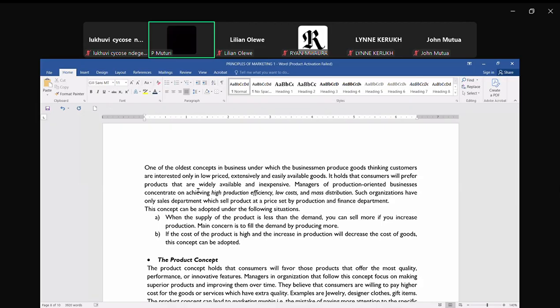So they would produce with mechanization and automation and all that. They would be able to produce in mass production. So this kind of orientation tends to favor companies that are production oriented, producing high quantities of the product, and therefore they're able to achieve low cost, because in economics, you will be told there's something called economies of scale. The more you produce, the less cost you incur. Is that correct?